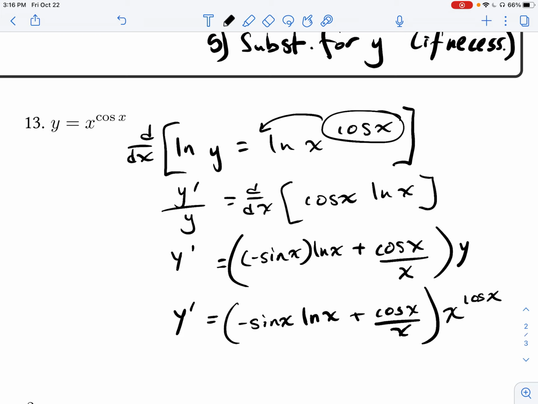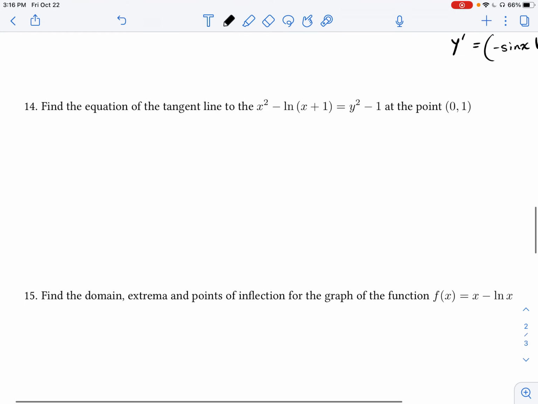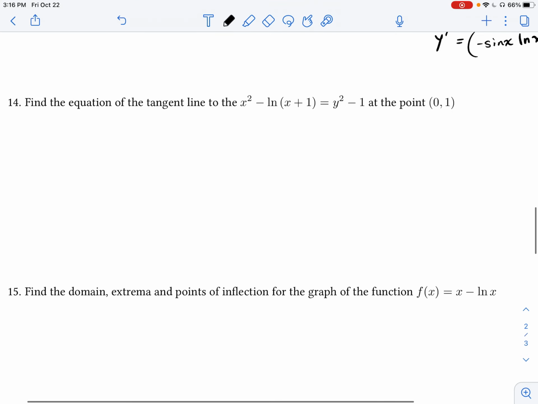Let's try something where we are going to have to use logarithmic differentiation, but in the context of finding the equation of a tangent line at a specific point. So let's look at number 14 here. So I'm going to find the equation of the tangent line to this implicit equation here at the point (0, 1). So this is an implicit equation that we are going to implicitly differentiate, but we notice since we have a logarithmic function in here, we can then write it as the following.